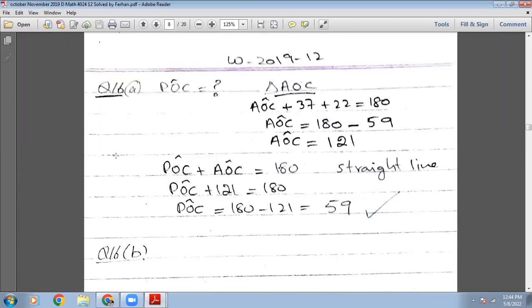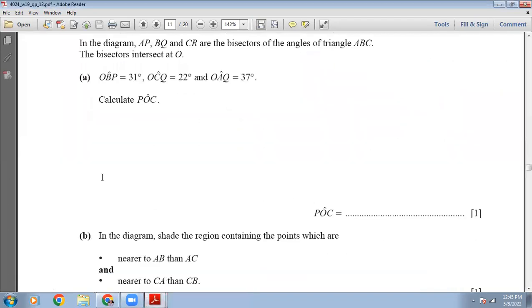First of all, in the triangle AOC, the angle AOC plus 37 plus 22 equals 180. So angle AOC will be 180 minus 59, which is 121. Then POC is a straight line, so the sum of the adjacent angles on the straight line equals 180. So POC plus AOC equals 180, and I know the AOC value is 121. So POC plus 121 equals 180, so the angle POC will be 180 minus 121, and that will be 59 degrees. So the angle POC is 59 degrees. I have already checked the answer with the marking scheme, so it's good.